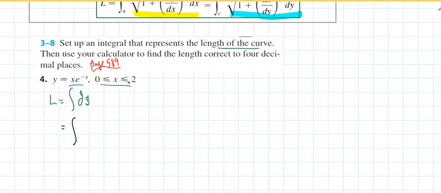Instead, we're going to look at, you know what? I see this is defined in terms of x, meaning if I write this as a dx, x will run from 0 to 2, and that would mean it's the square root of 1 plus, and automatically, what's the derivative of that? Wouldn't that be the product rule? So wouldn't that be e to the negative x minus x e to the negative x? And there it is.